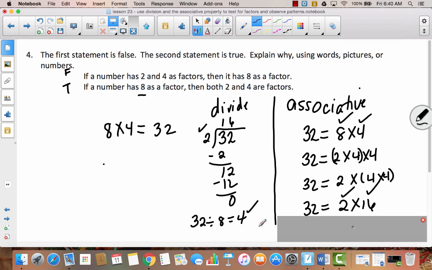Now remember, you did not have to use both of these strategies. It's always safe to divide. But if you think mathematically, you can save yourself some work if you look for patterns to figure out whether a number is a factor or not.